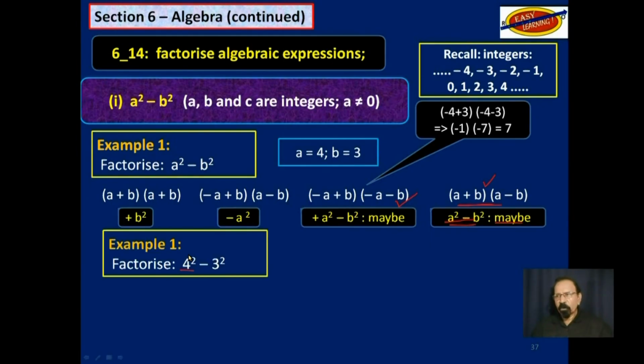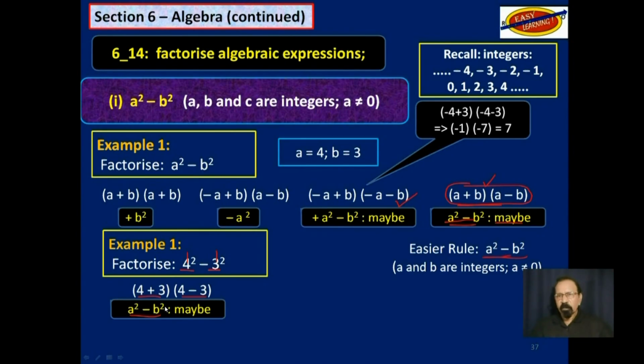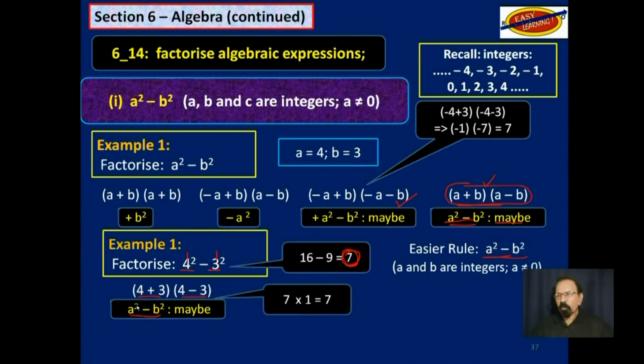Factorize 4 squared minus 3 squared. Remember, the 4 will be a, and the 3 will be b. So if we factorize that, it is 4 plus 3 multiplied by 4 minus 3. Remember this here. And so we can use that, a squared minus b squared. If we substitute up there, we will get 7 here. And if we work it this way, we will also get 7.